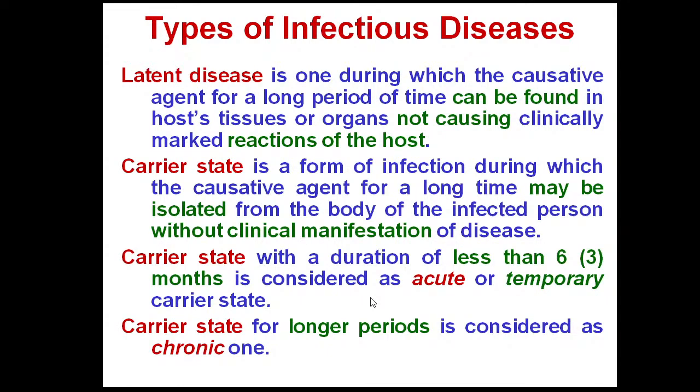Then we mentioned carrier state, right? And the carrier state may be classified into acute if it occurs for less than 3 months, or chronic when it occurs for a longer time.